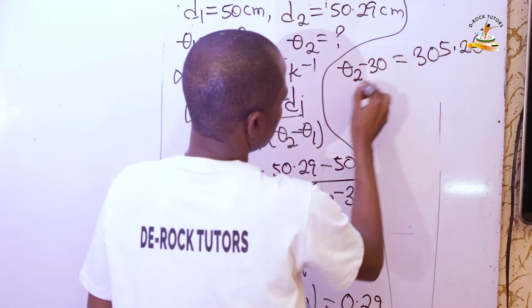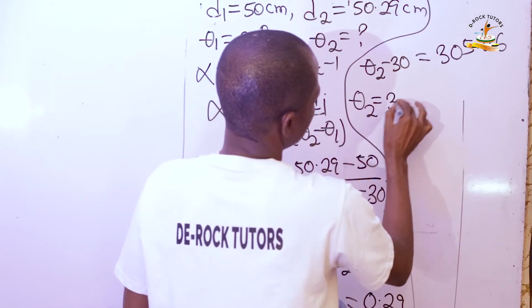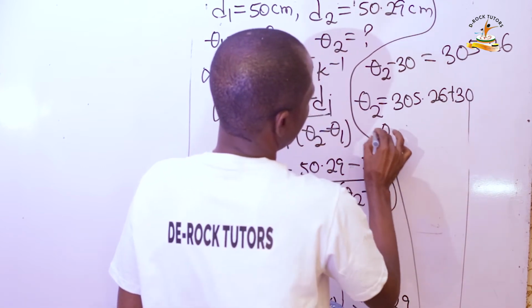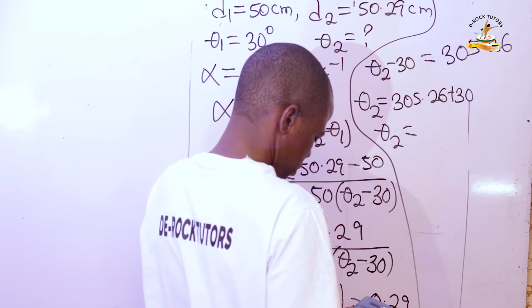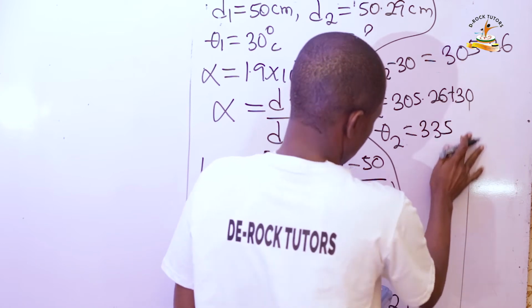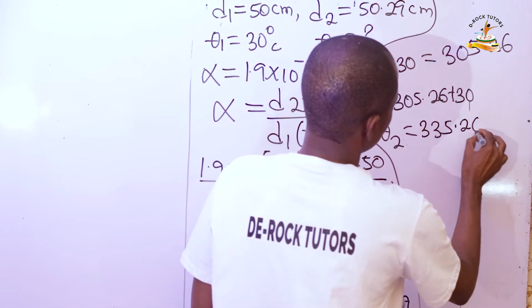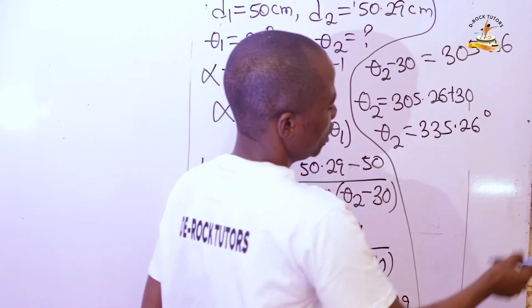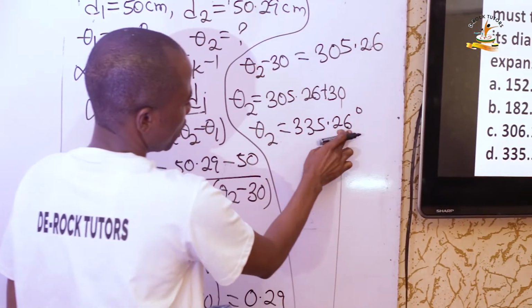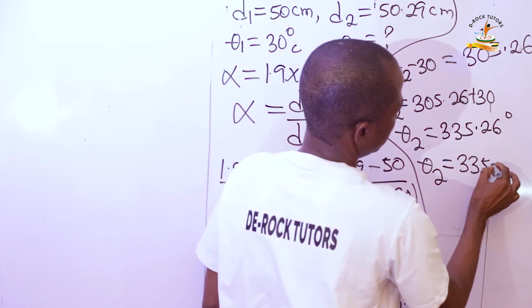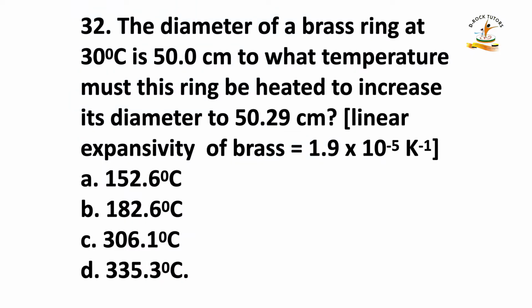What do we do? We take 30 to the opposite side. So theta 2 now becomes 305.26 plus 30. That gives us 335.26 degrees. So this is the correct answer. And if you look at this, the options were corrected to 1 decimal place, and we can do that here. So our theta 2 becomes 335.3 degrees Celsius. So the correct answer is option D.